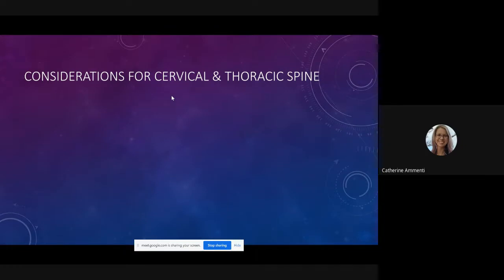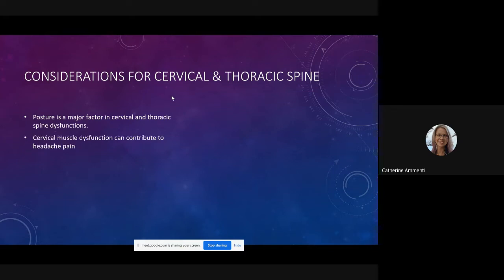So considerations when you are treating the cervical and thoracic spine. Posture is always going to be a factor in cervical and thoracic spine dysfunction. So always look at their posture. Always look at their alignment when they're sitting, their alignment when they're standing, and then their alignment when they're doing the particular functional tasks that they are having difficulty with.